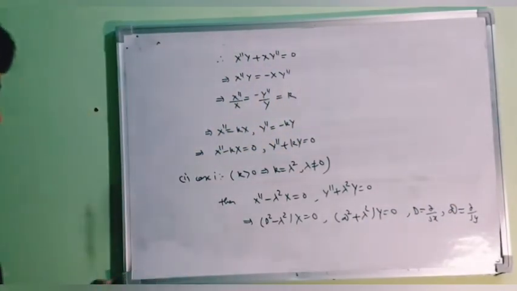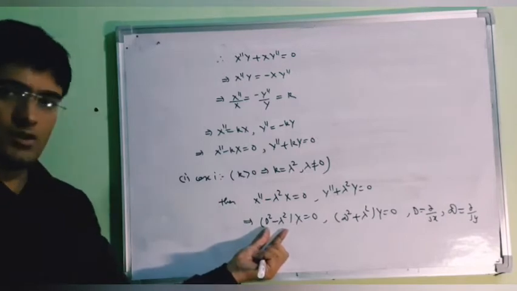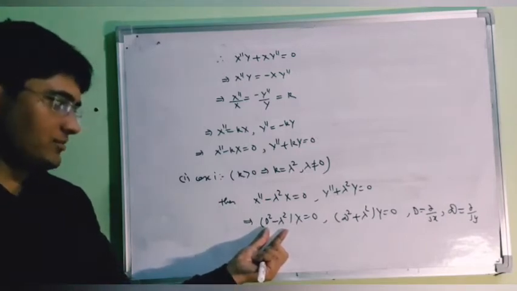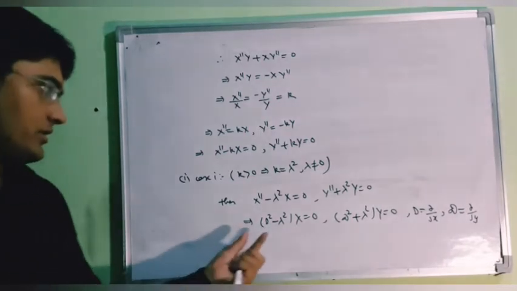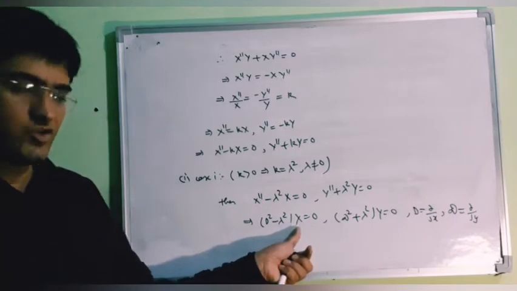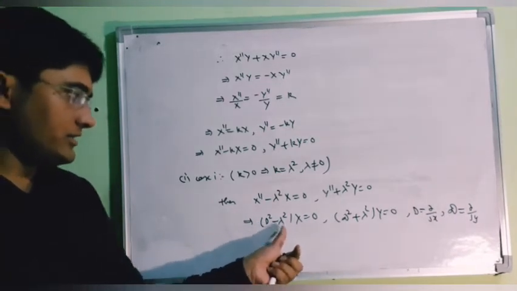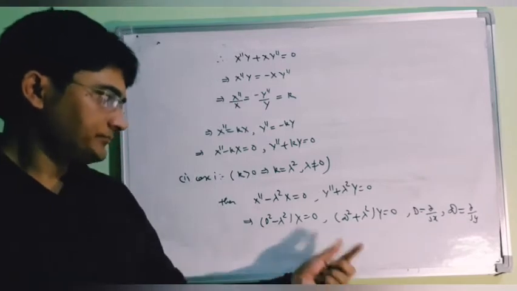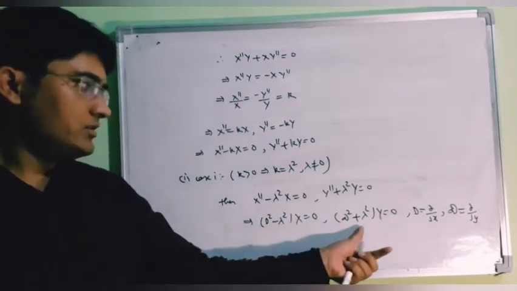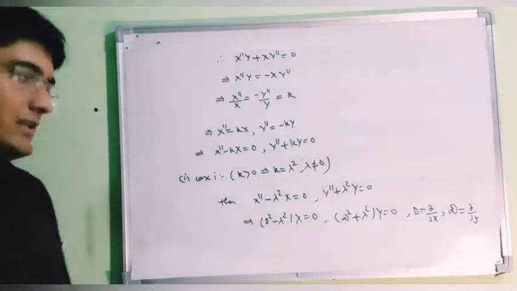So in this case you can see that our auxiliary equation will be m square minus lambda square equal to 0. So that means m equal to plus lambda or minus lambda. So our CF will be, or you can say our solution will be C1 e to power lambda x plus C2 e to power minus lambda x. And from here you can see that our Y will be C1 cos lambda y plus C2 sin lambda y.